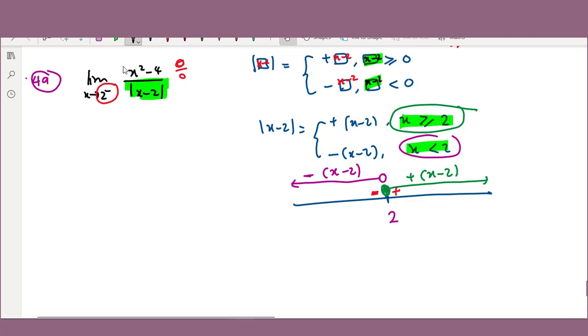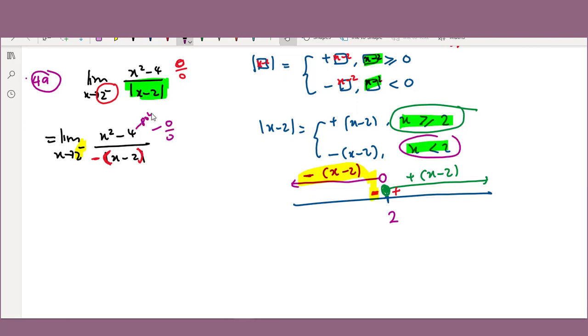Now we want x approaching 2 from the left. First, rewrite the limit of x squared minus 4 over x minus 2 from the left. Check x minus 2 from the left here: the function is negative, so the absolute value also changes to negative x minus 2. Simplify, and you still get 0 over 0. Substitute, still 0 over 0.